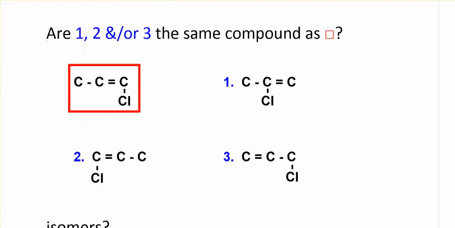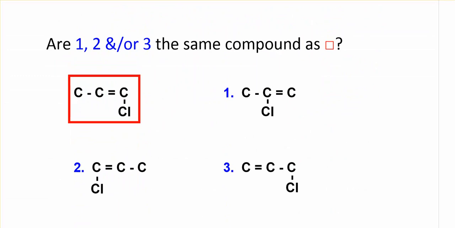Let's try the same thing on this one. We won't name these though. Are any of these the same as the one in the red box? These are the same. The chlorine's on the end, and it's on the end with the double bond. This one has the chlorine on the end. Number 3 has the chlorine on the end, but it's on the wrong end. It's not the end with the double bond. And number 1 doesn't have the chlorine on the end. So these two are the same, and those are both different.